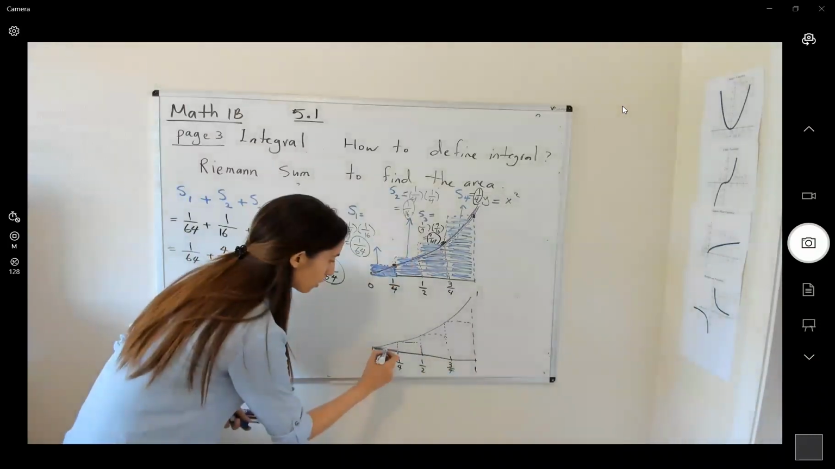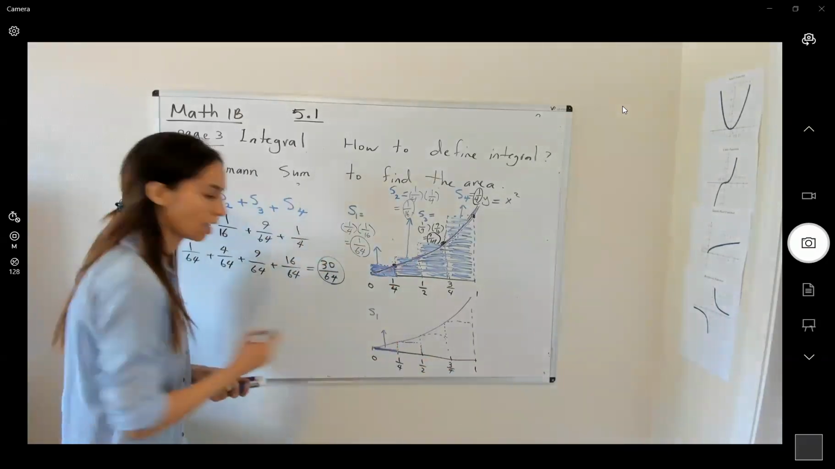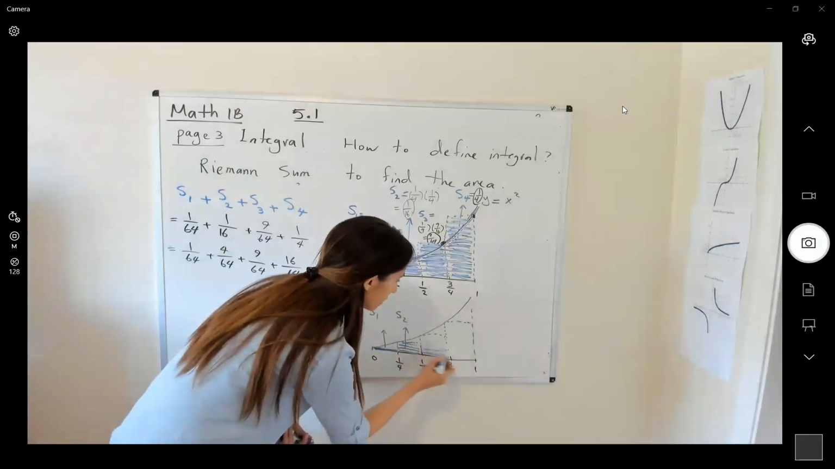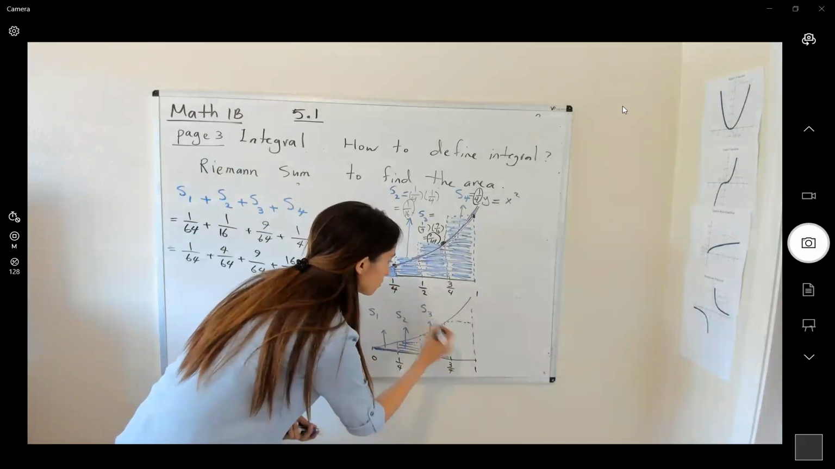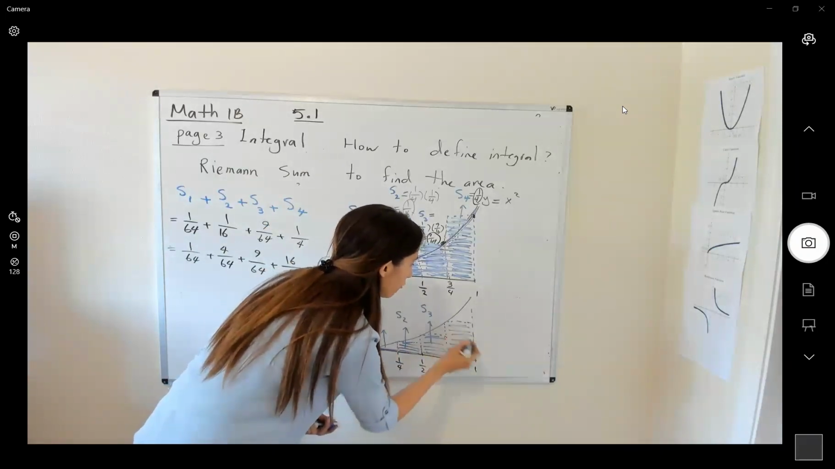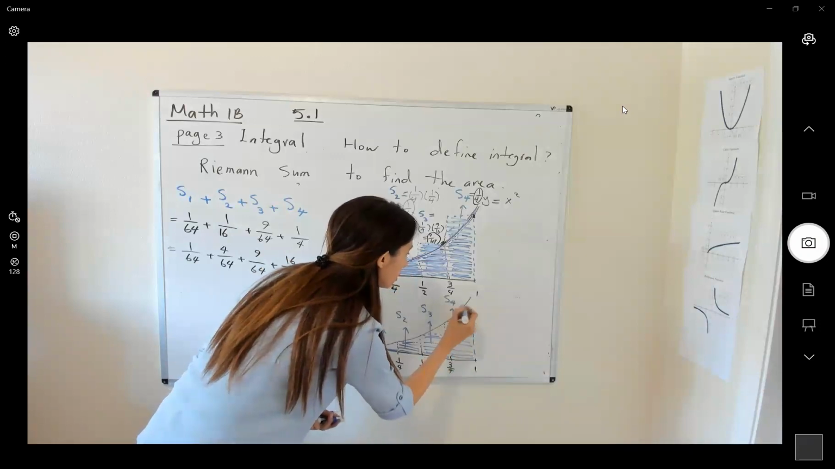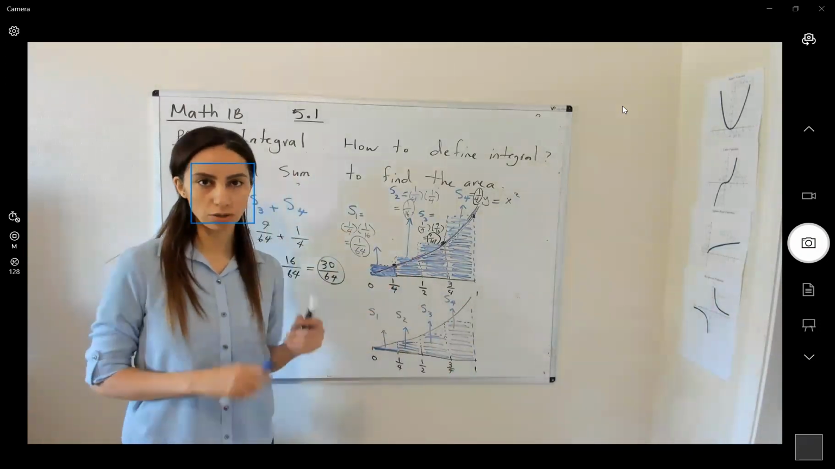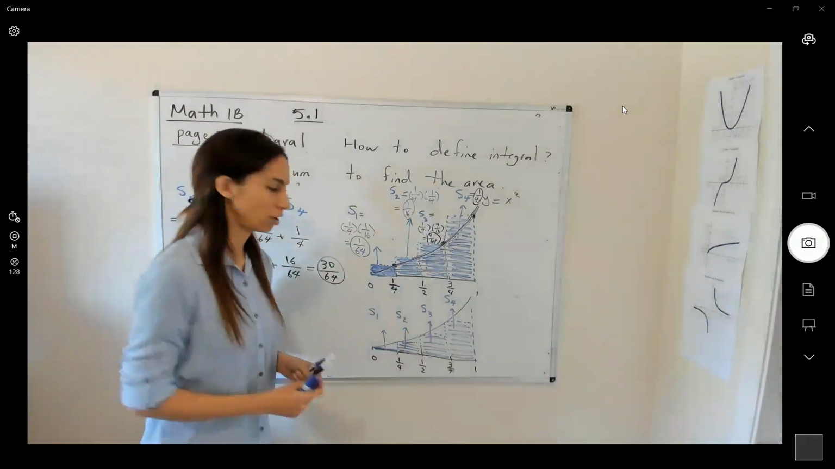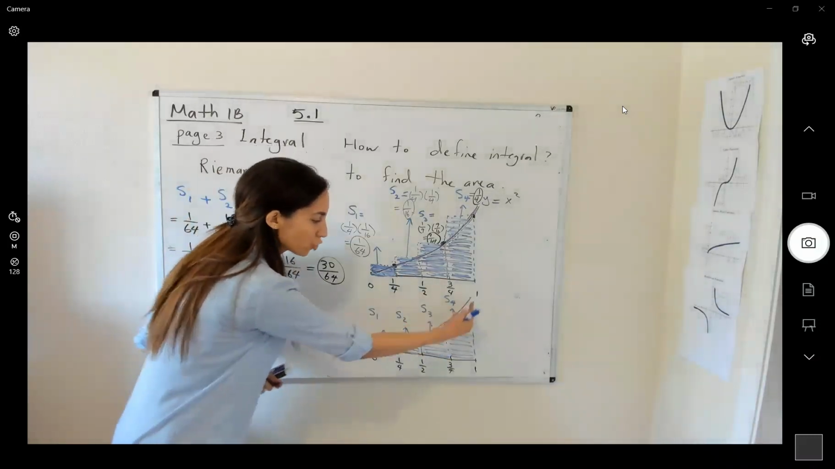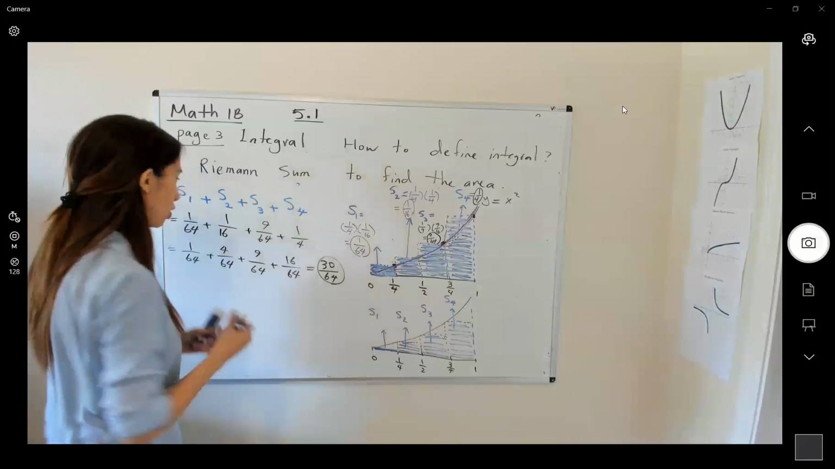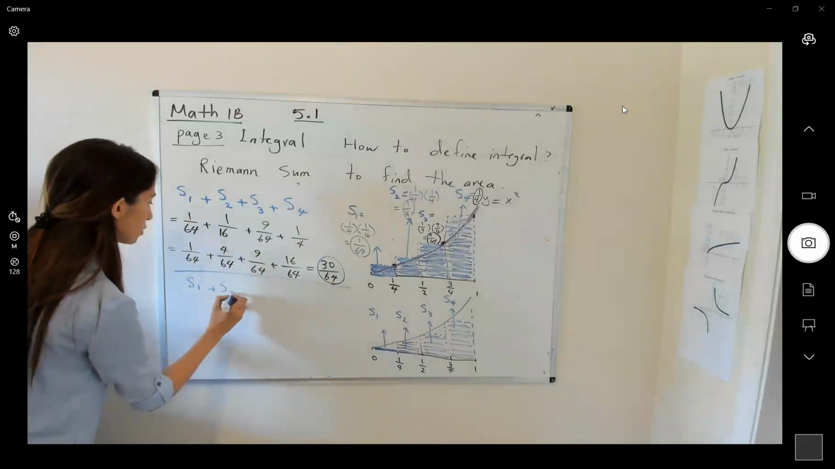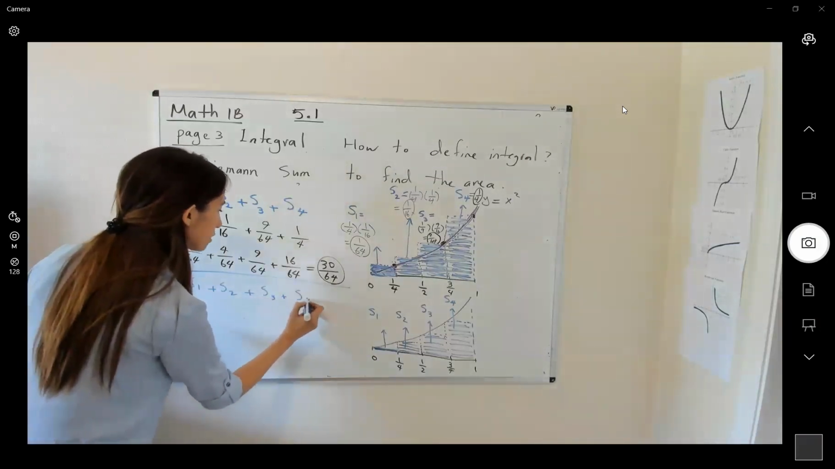So this is your S sub 1. This is your S sub 2. Then here you have S sub 3. And you have S sub 4, the fourth area. If I find these areas and add them all together, it gives me an area which is less than the actual area of this object. Okay. With the same logic, we're going to calculate S1, S2, S3, and S4.